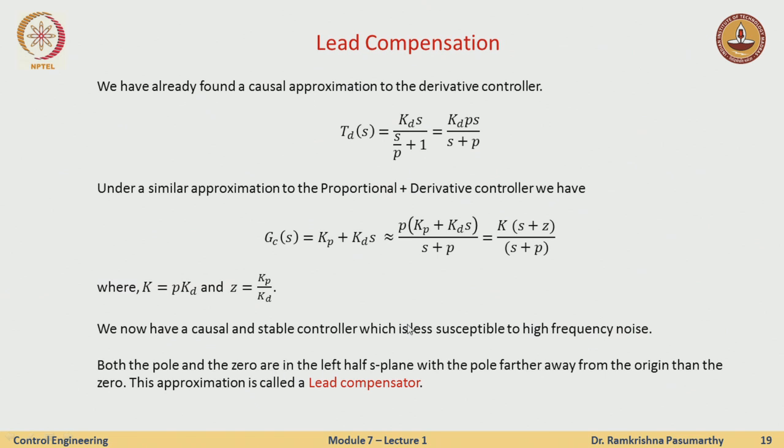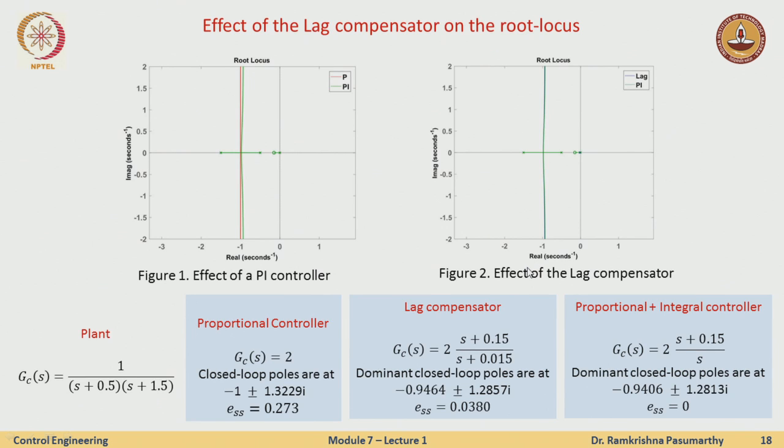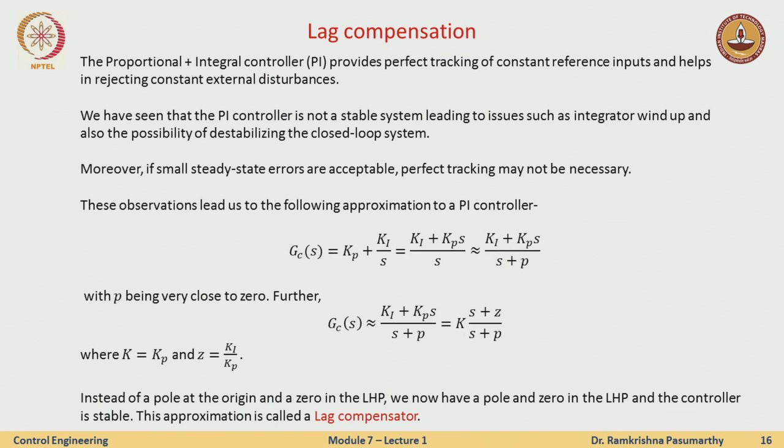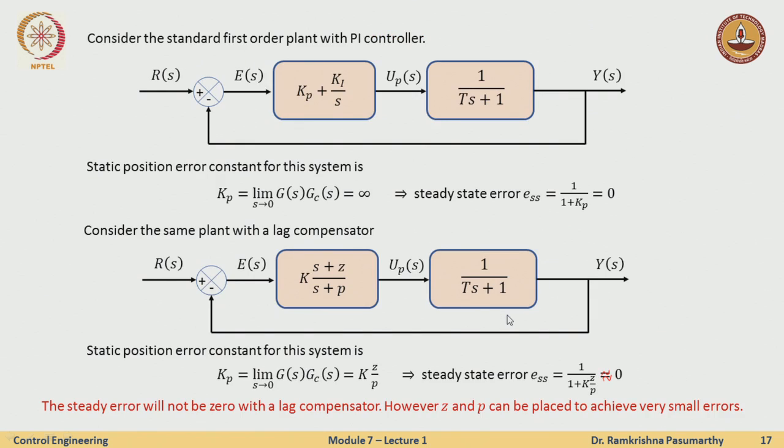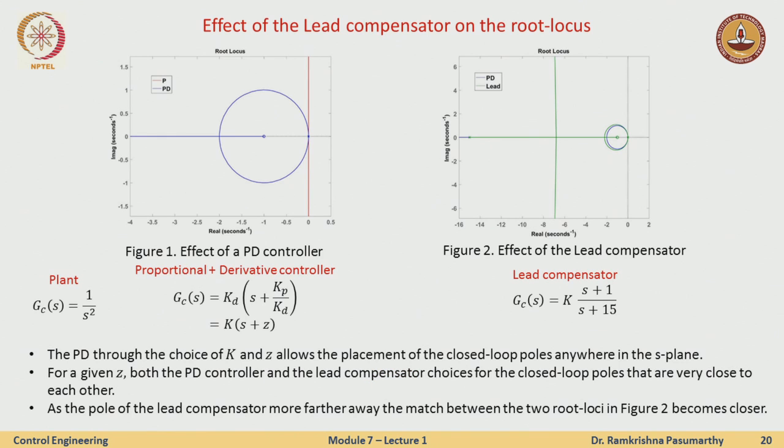So, here it is, even though both the structures were the same, k s plus z over s plus p, here I also had the same structure. It really depends then on the choice of the poles and zeros to decide which one is a lead compensator and which one is a lag compensator, and I will shortly tell you that. But before that, let us again analyze what is the effect of adding a lead compensator on the root locus.